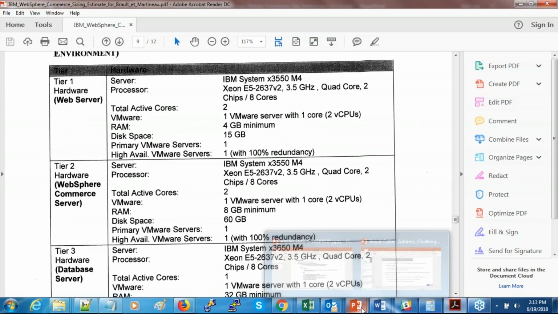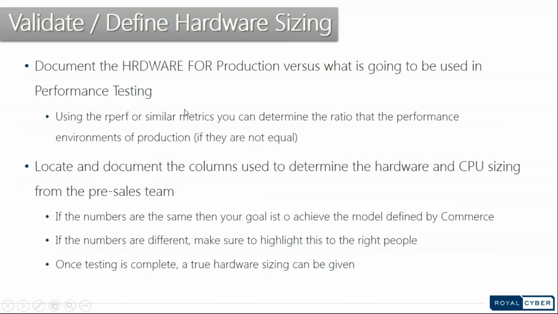Okay, now let's go back to the presentation. So, performance testing. Use the RPER for similar metrics. You can determine the ratio of the performance environment to production. Locate and document the column used to determine the hardware and CPU sizing from the pre-sales team. So all this correspondence you have with the pre-sales team, and as a customer, we provide all the parameters and values to IBM. And then based on that, the document which I just showed you is the sizing document which IBM comes with, based on the parameters which we give.